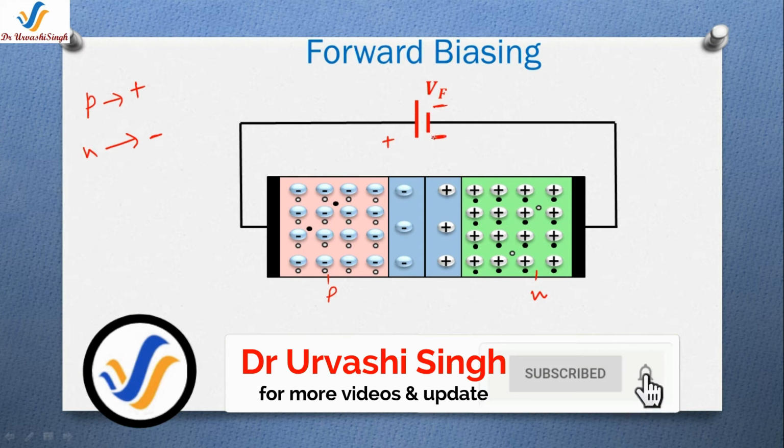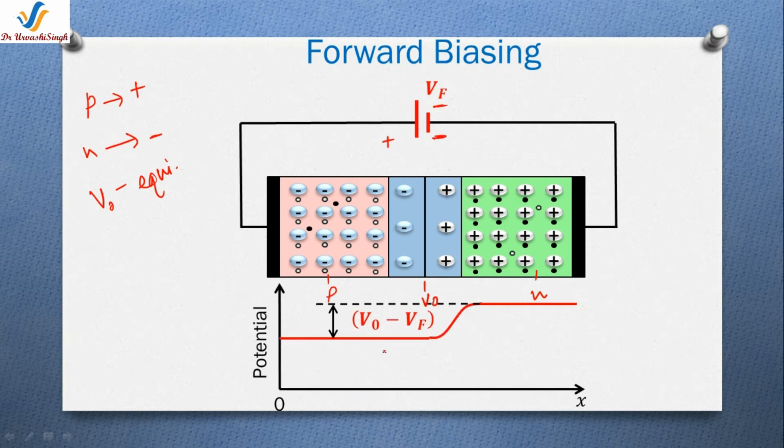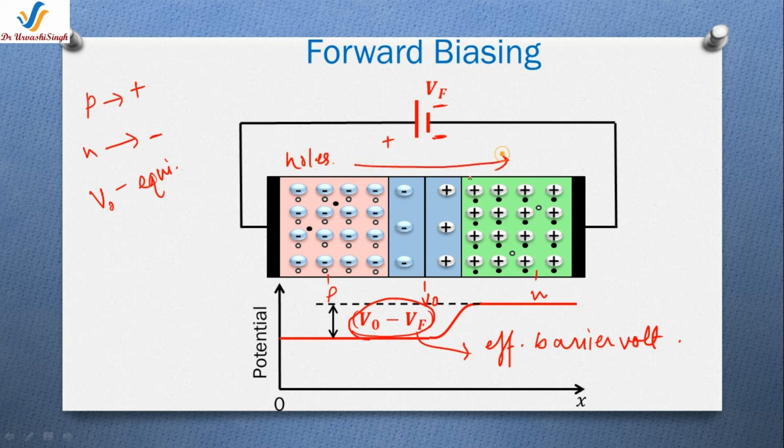So this is the forward biasing, and this forward bias VF voltage is in the direction that subtracts from the V0. What is the V0? V0 is the barrier voltage at the equilibrium or the open terminal case. So resulting in a reduced barrier voltage. You can see this V0 minus VF is the effective barrier voltage in forward biasing. It will enable more holes to move from P to N side, and similarly electrons from N to P side, which means that the diffusion current will increase substantially.